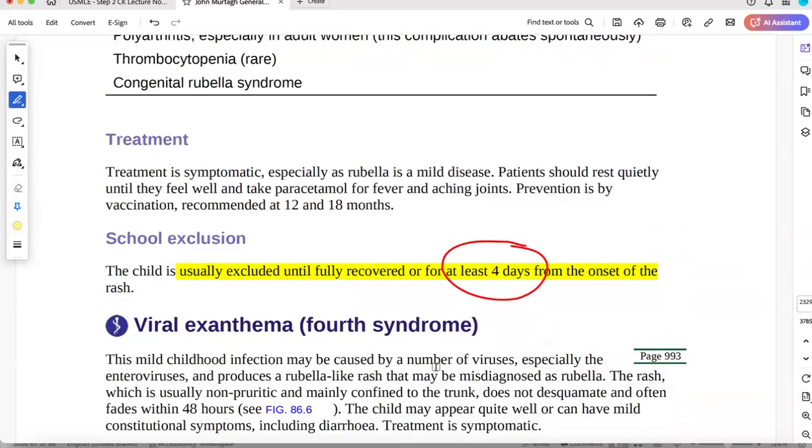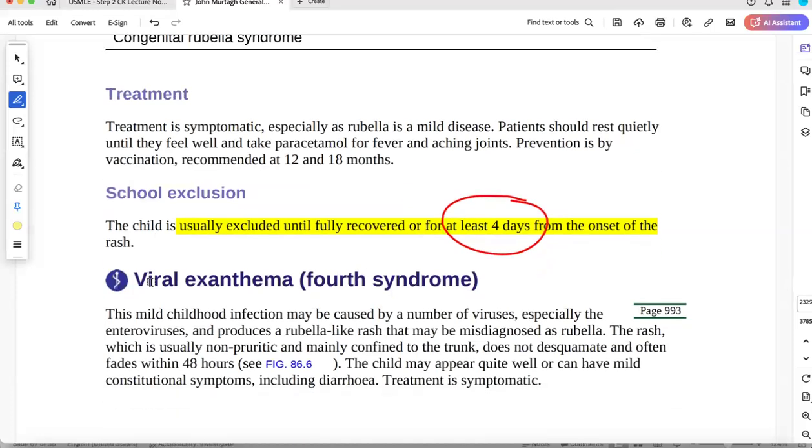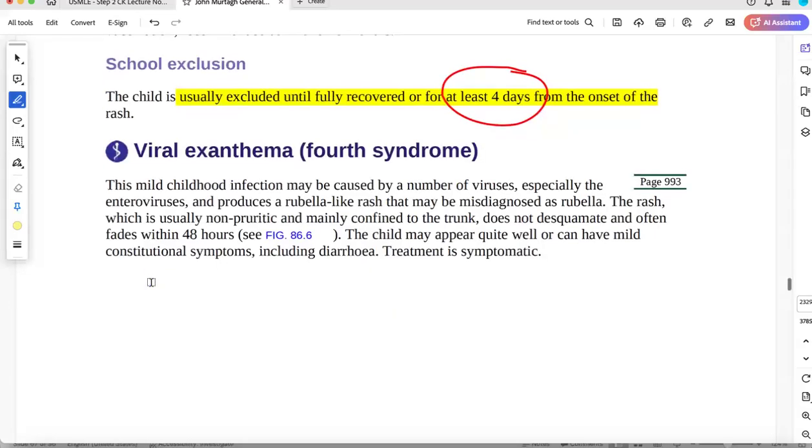Rubella treatment is symptomatic and patients should rest quietly until they feel well. Take paracetamol for fever and aching joints. Prevention is vaccination. So again, rubella vaccination comes with MMR, and MMR is usually given to a child at 12 and 18 months. The child is usually excluded until fully recovered or at least 4 days from onset of the rash. So from 4 days from the onset of the rash, the child should not go to school. Okay.